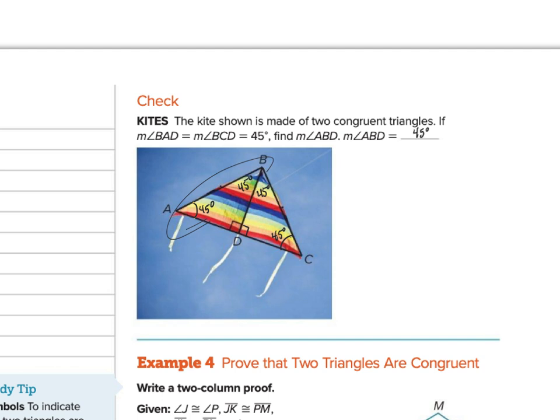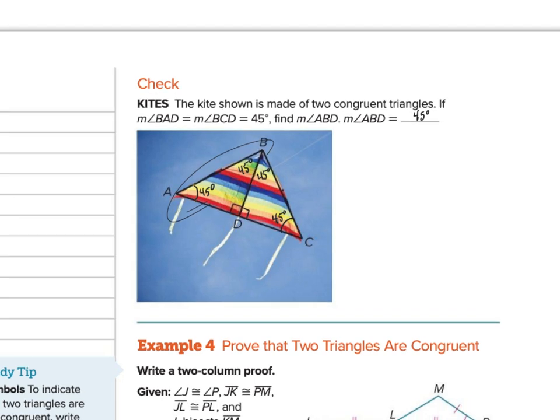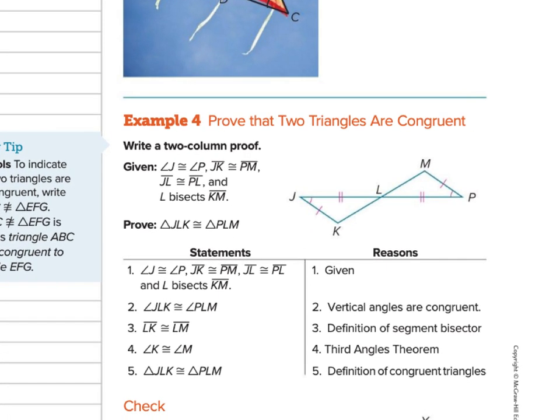If I were to add all those up, 90 plus 45 is 135. 180 minus 135 is 45. So there you go. Let's see here. Proving two triangles are congruent.